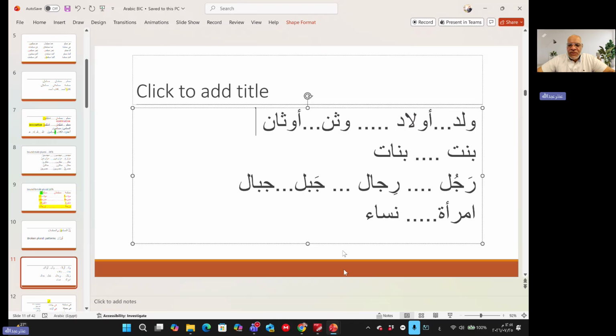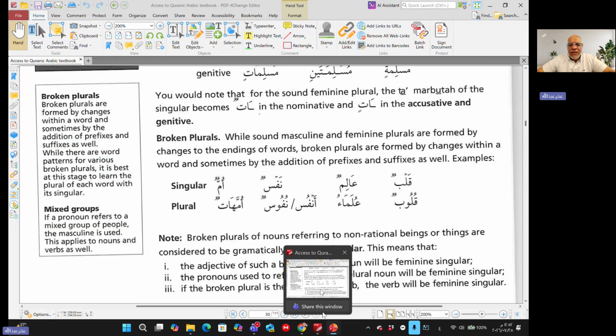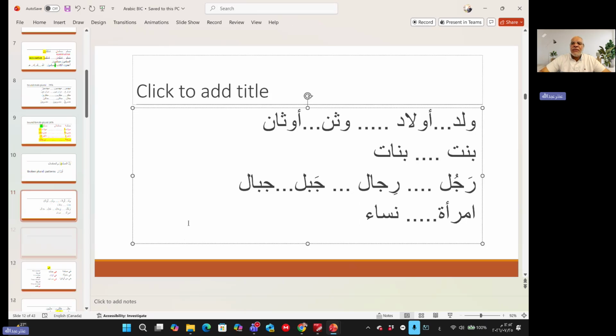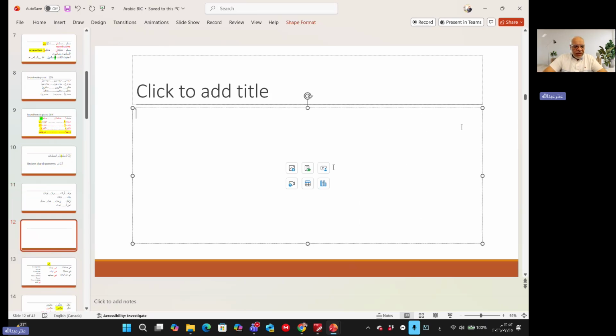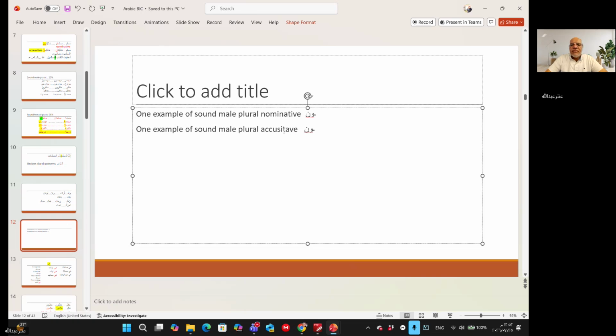So for the time being, inshallah, because of the time we have today, your homework will be as follows. Let's write the homework for you. Get one example of sound male plural nominative, which means a word that will end in واو نون. Second, give one example of the plural accusative or genitive, which means that it will end in ya nun.